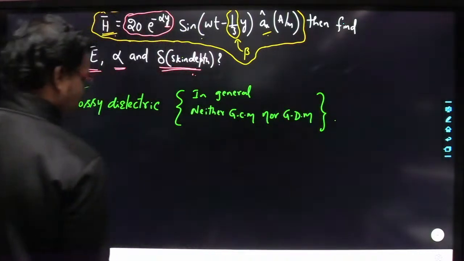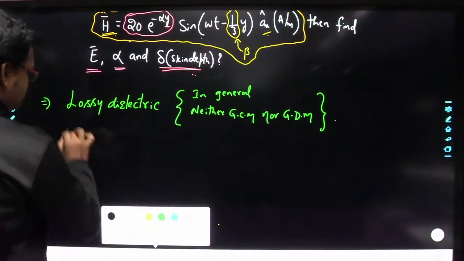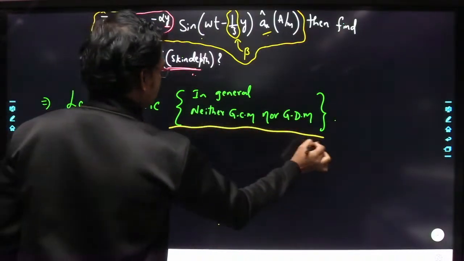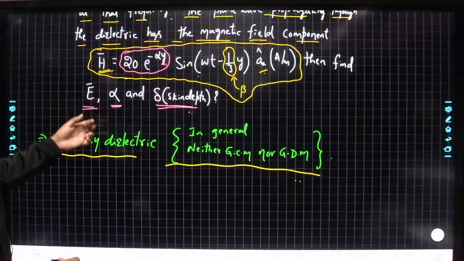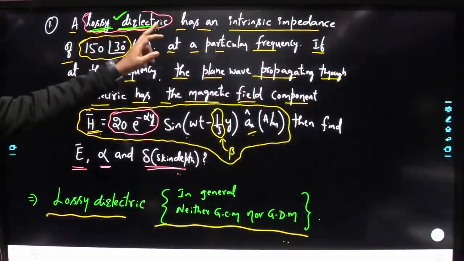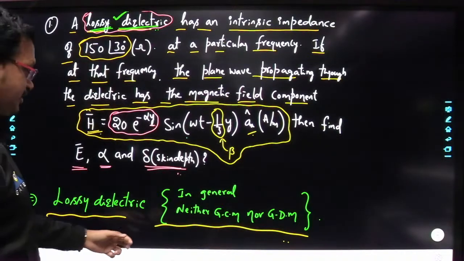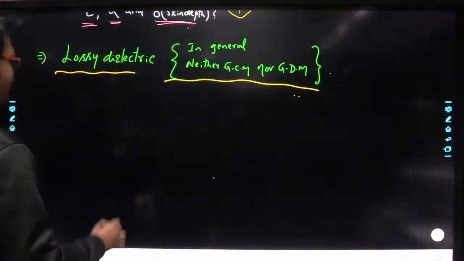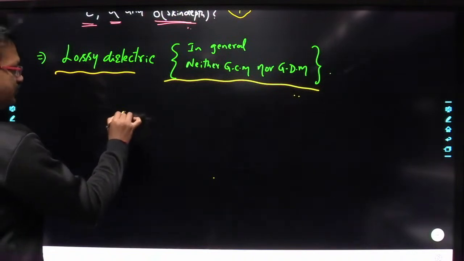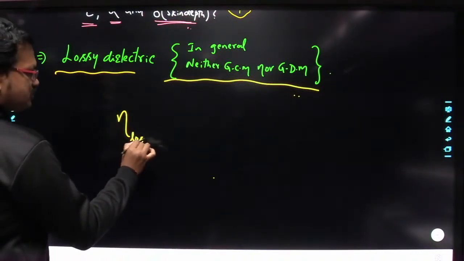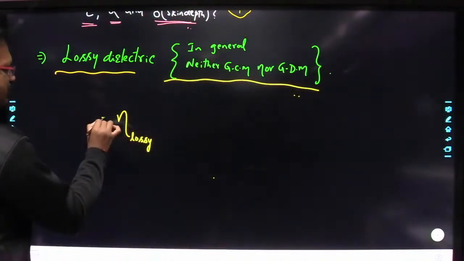Okay, so this is what you have to understand, the first one, right? Okay, so now see here. They have given the intrinsic impedance of the medium as 150 at an angle of 30 degrees, right? So that is the intrinsic impedance of this lossy medium here. So what is intrinsic impedance?